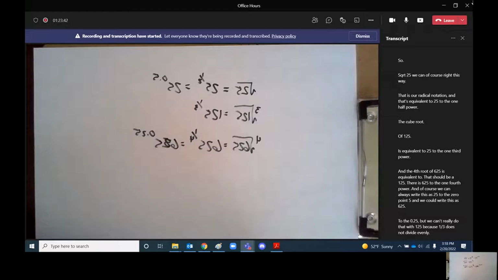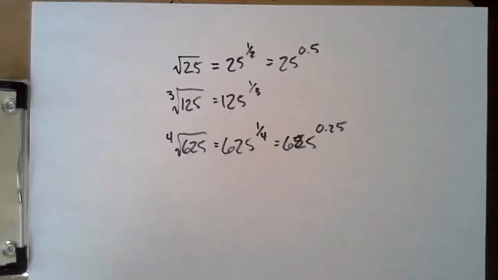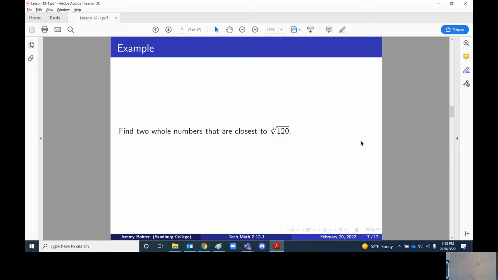Moving on. Next up, we're asked to find two whole numbers that are closest to the cube root of 120.